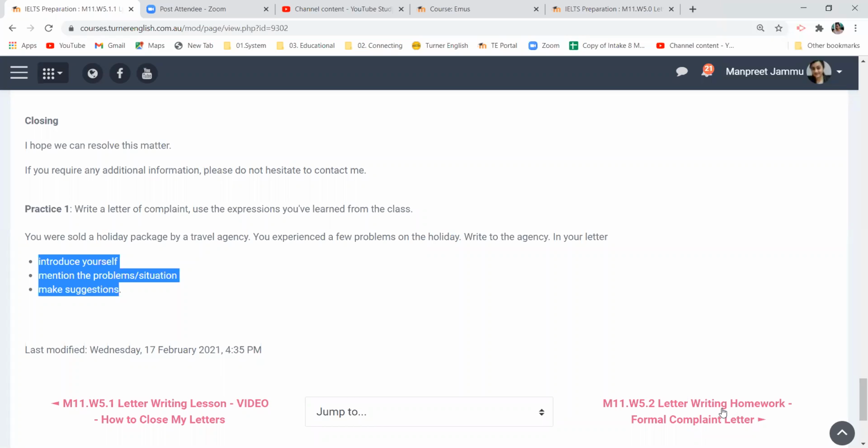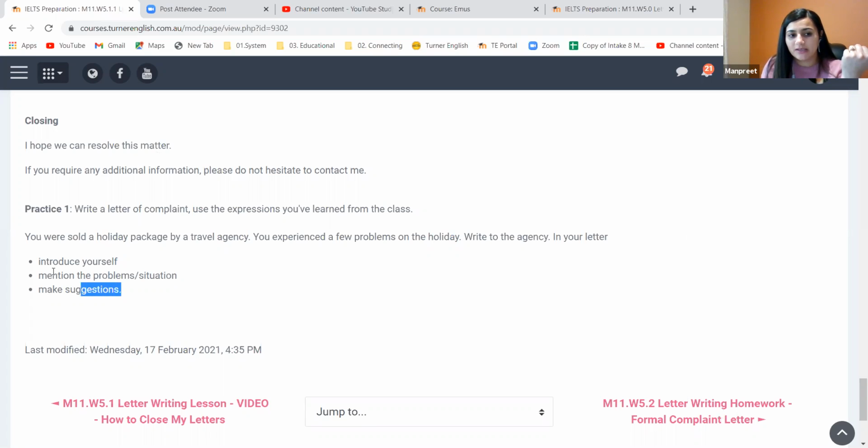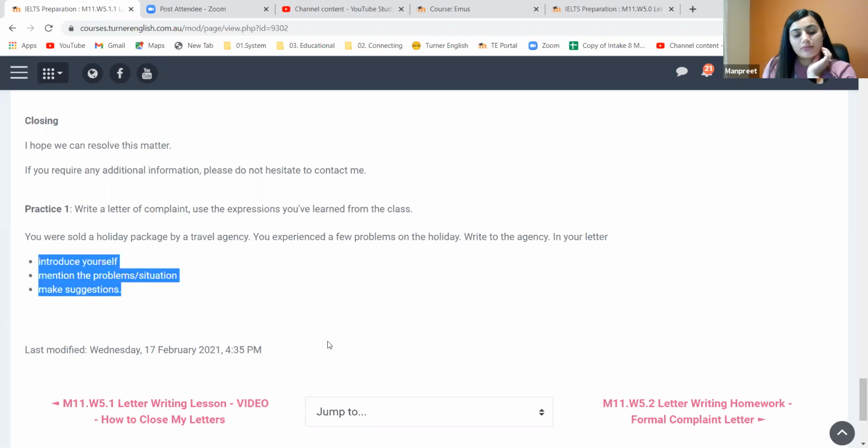Okay, got it? Because we don't have time to write the whole letter now. Don't worry about the opening. Don't worry about the closing. That's fine. You can see it here. So I just want you to write these three steps and put it in the chat box. I want to check the grammar, I want to check the ideas. So content, grammar, and vocabulary.